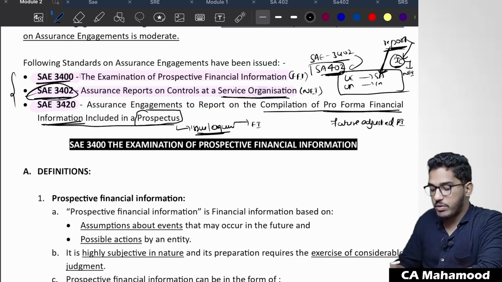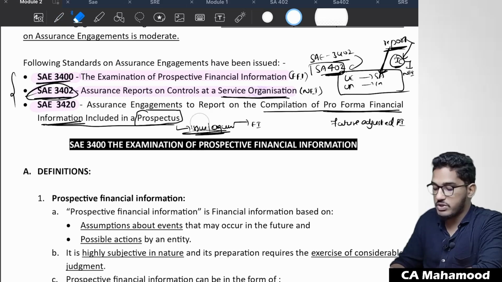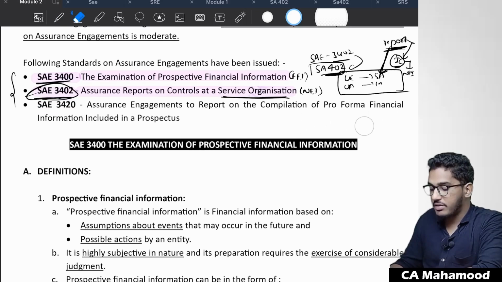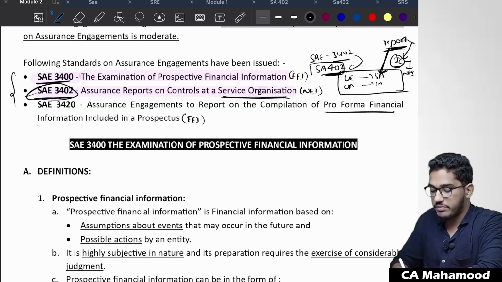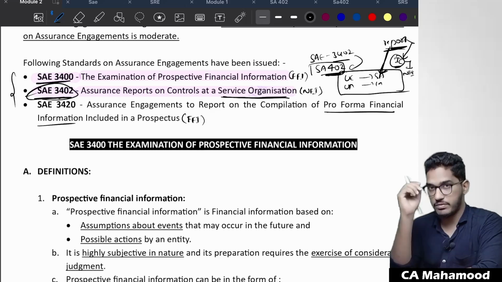So what is that pro forma financial information, and how will we review it when it is prepared? All that discussion we'll have when we take up that particular standard. But here also, this is one such engagement which relates to future financial information. When I say pro forma financial information, that is also something talking about the future only.